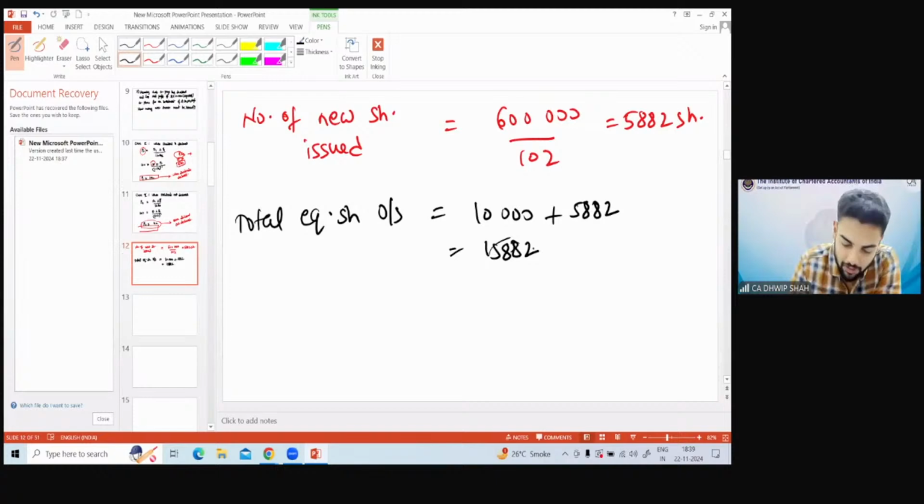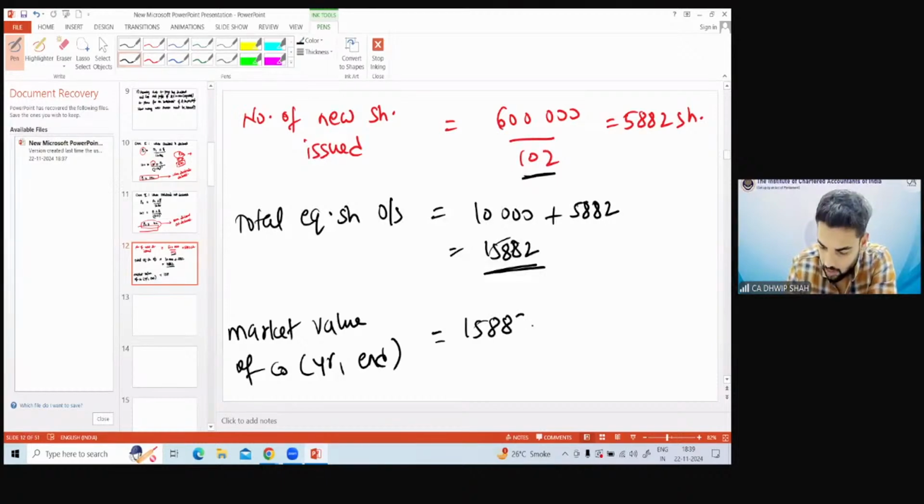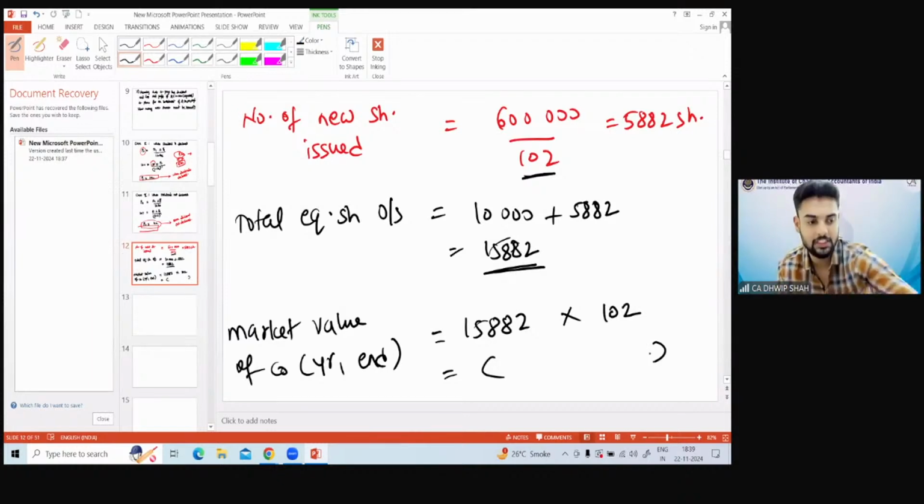So my total number of shares outstanding at the end of year one would be 15,882. And if I want to calculate the market value of the firm, or the market value of the company, at year one end, can I say market value is nothing but the total number of shares outstanding multiplied by the market price? 15,882 multiplied by 102. So how much is the amount? How much is the market cap of the company?